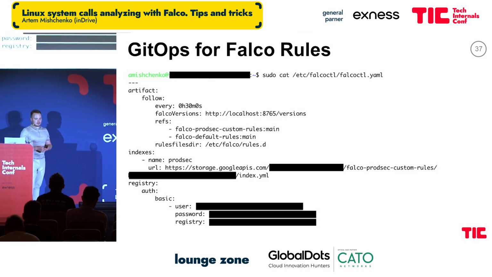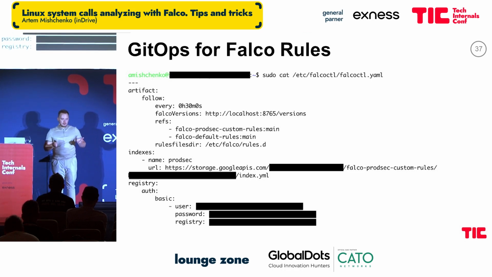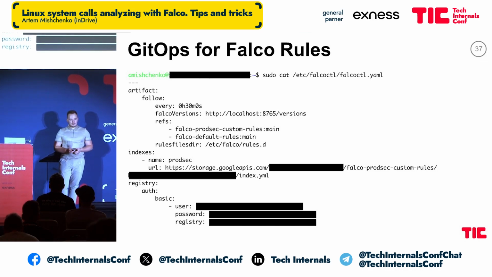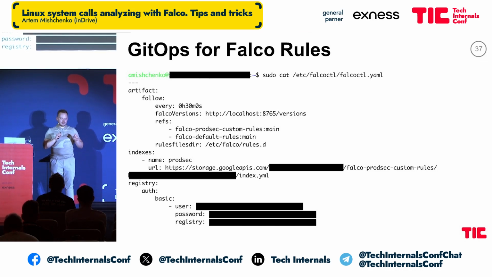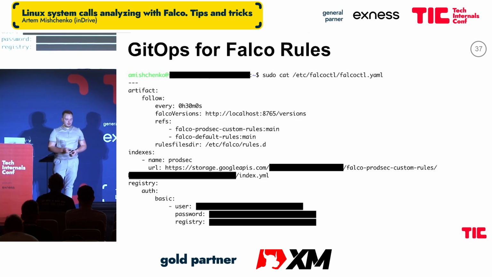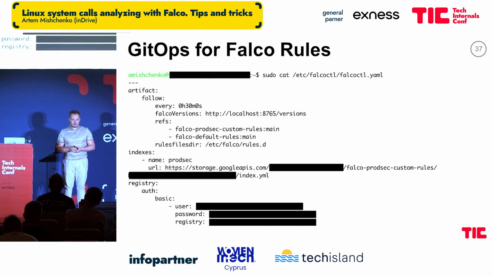So this is from the server perspective. This is how the Falco CTL configuration file looks. You can see here that we just set a monitoring interval to every 30 minutes. We mentioned our rule files, or rule images or artifacts, in the reference section. So you can see it like Falco protect custom rules and Falco default rules with the tag mentioned. And that's it. And we provided here a couple more sections, like registry authentication data, authentication credentials. And we put here a very interesting part called index.